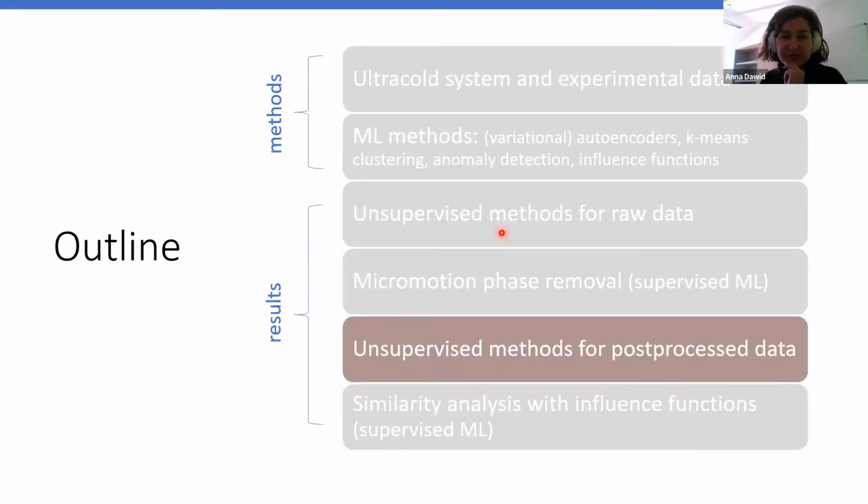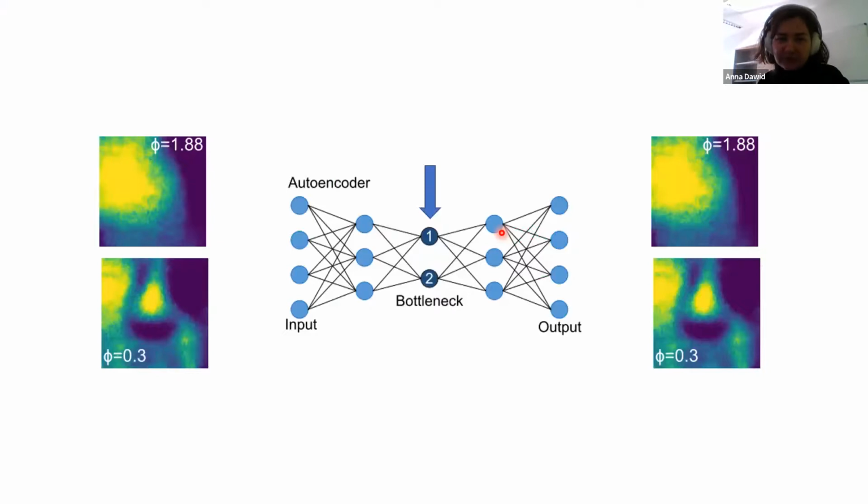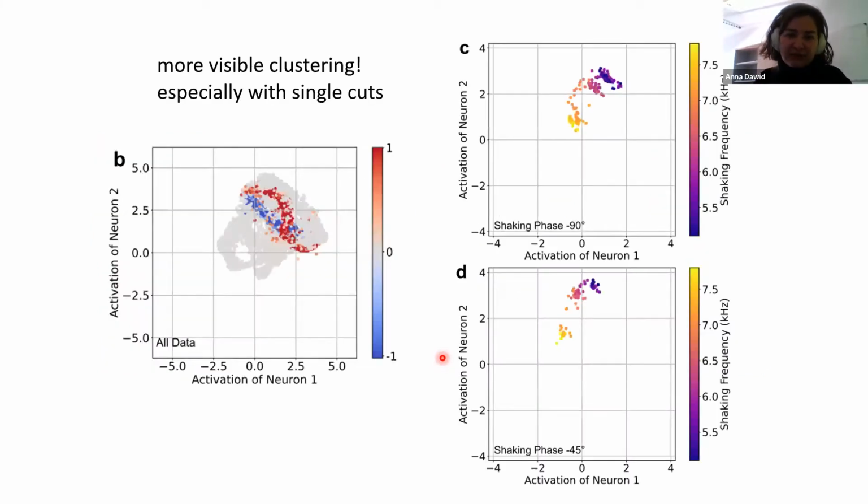So now we have post-processed data: time of flight images with fixed micromotion phase. Let's do again what we did before. Let's do the autoencoder, this time with question neuron. And again, the task is to reproduce the input image at the output. And let's again cluster the latent representation of these images. And now it's better. Maybe it's still not clustering, but it's more smeared out. This is all data. But if we plot separate single cuts through the phase diagram, it clusters better.